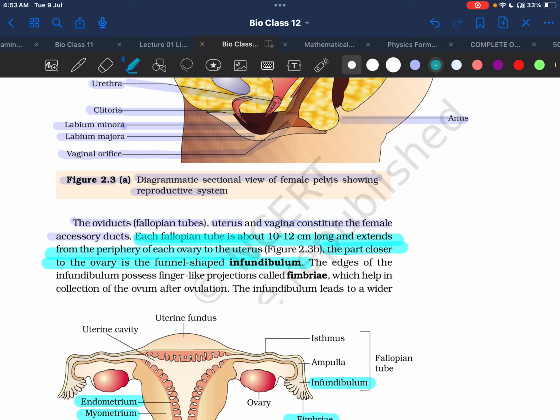Each fallopian tube is about 10 to 12 cm long and extends from the periphery of each ovary to the uterus. The part closer to the ovary is the funnel-shaped infundibulum. The edges of the infundibulum possess finger-like projections called fimbriae, which help in collection of the ovum after ovulation.